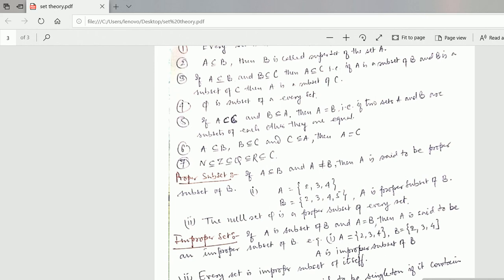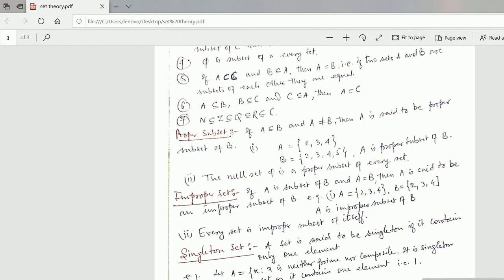Now, the set of natural numbers is a subset of all integers, and all integers are a subset of rational numbers, and rational numbers are a subset of real numbers, and real numbers are a subset of the set of all complex numbers. This is the meaning of this thing.